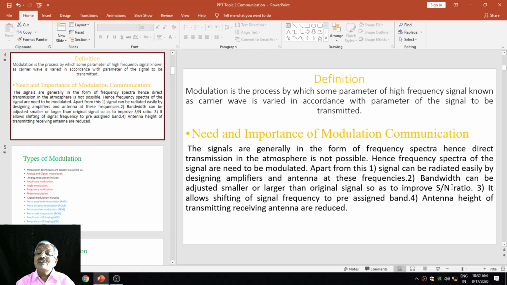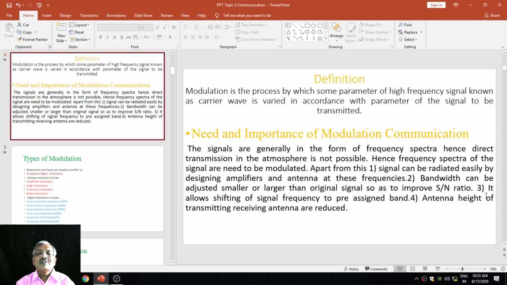Friends, in the previous topic we introduced the signal to noise ratio. Signal to noise ratio decides the quality of signal transmission, and that's why it should be improved by using the modulation technique. If the signal to noise ratio is more, noise is less and signal is more, and we are interested to transmit more signal and less noise so that fruitful communication is possible.